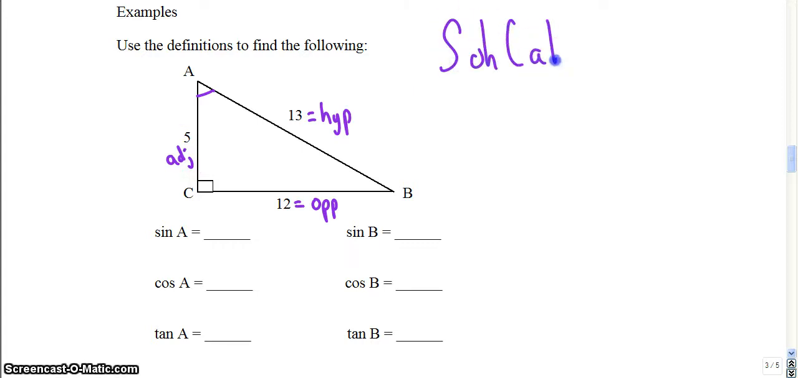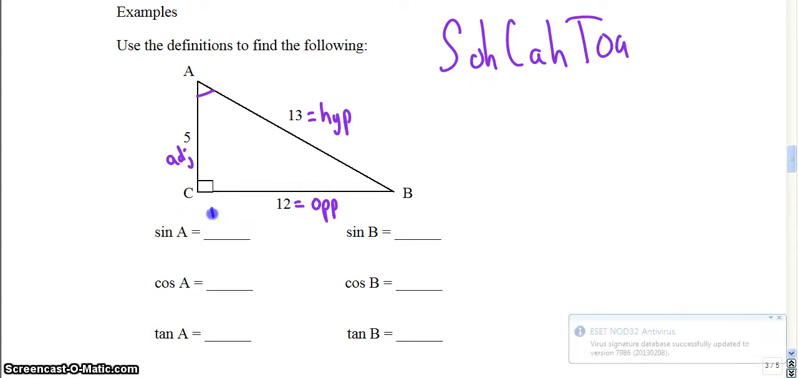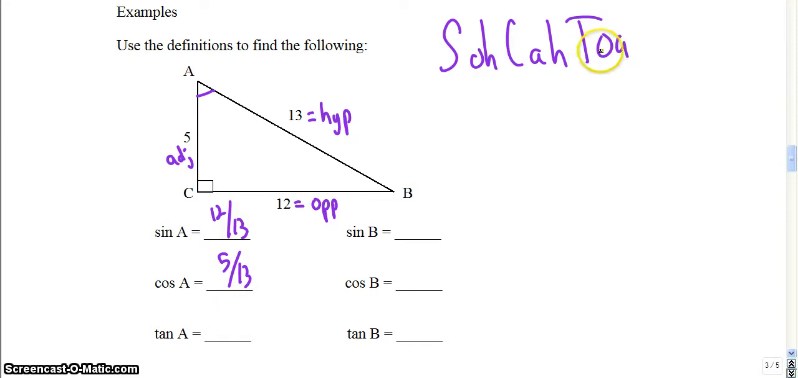We're going to put down our reminder for what the trig ratios are. The sine of angle A is the opposite divided by the hypotenuse, which would be 12 over 13. The cosine of A is the adjacent over the hypotenuse, so that's going to be 5 over 13. And lastly, the tangent is opposite over adjacent, which is going to be 12 over 5. None of these fractions can be simplified at all, so we're just going to leave them in that exact form.